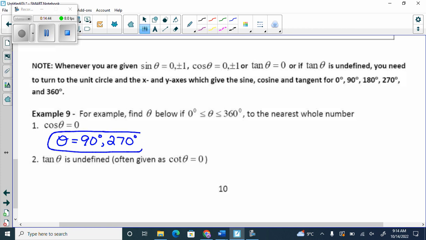No, it's directly off the unit circle. What about tan theta being undefined? Yeah, 90 and 270. Why? Because we're dividing by 0.